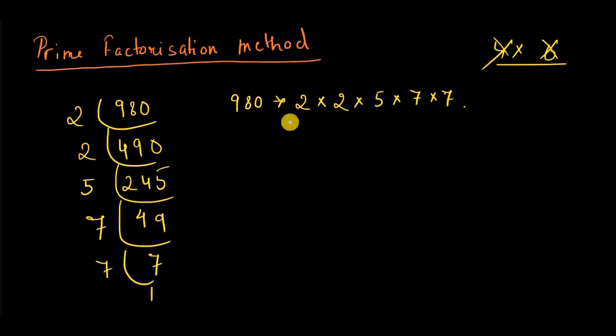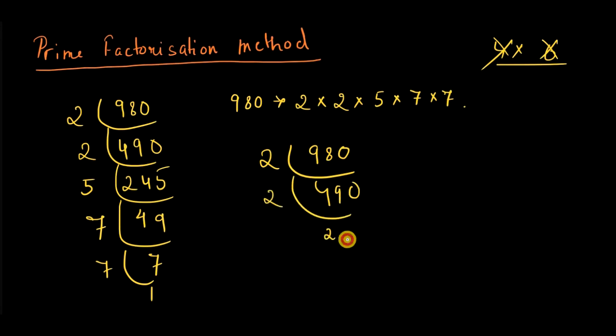So if I do it again, 980, alright, what I'll do is start with the smallest prime number. There is 2. Keep that in mind, it's prime factorization. All the factors will be prime. So I am starting with prime. The smallest prime is 2, 490. Then it's again divisible by 2, 245.